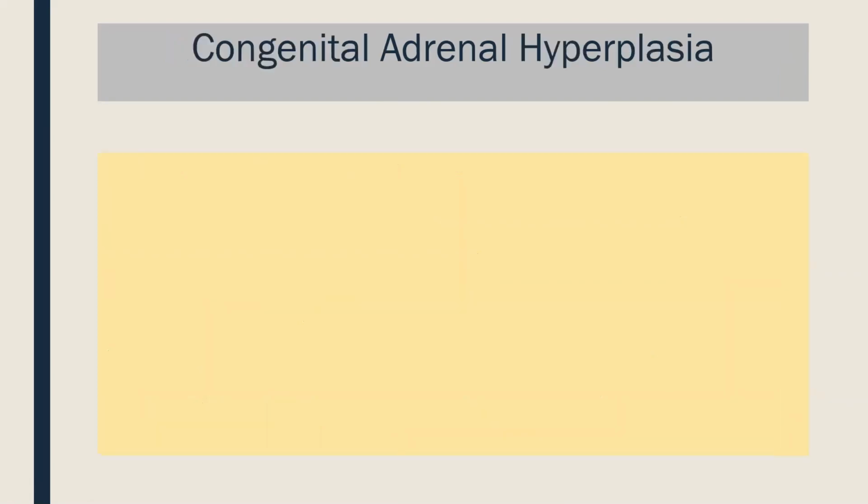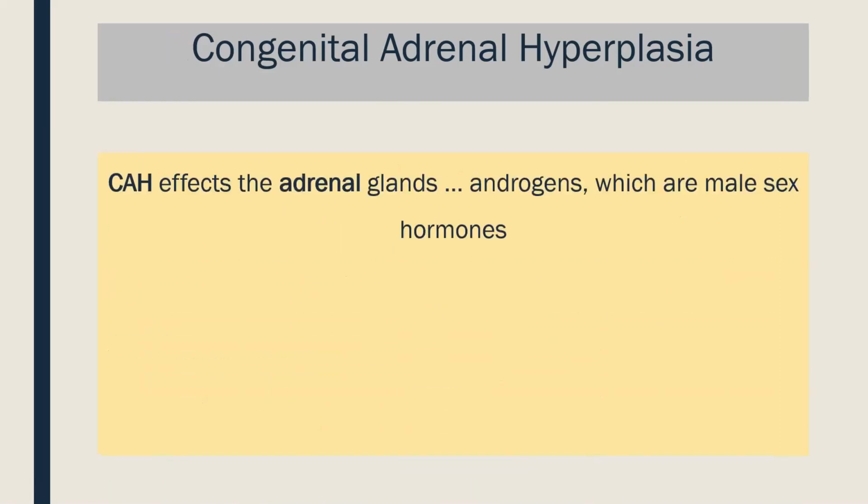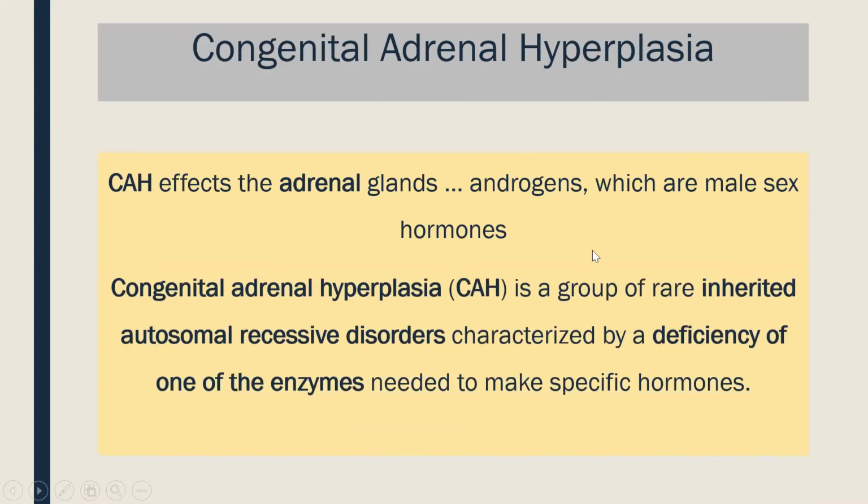Coming to congenital adrenal hyperplasia. So what is this? As the name says, adrenal hyperplasia. That means the adrenal gland is increased in size. So it is related to the adrenal glands. Here we are specifically talking of the androgens. Congenital adrenal hyperplasia is a group of rare inherited autosomal recessive disorders characterized by deficiency of one of the enzymes needed to make specific hormones.